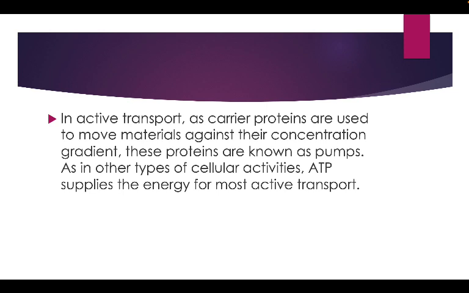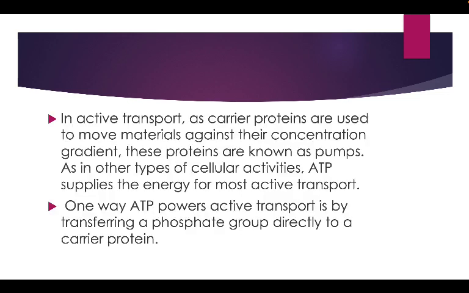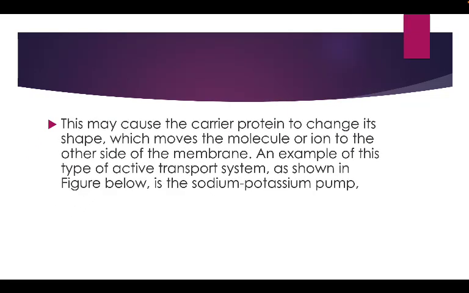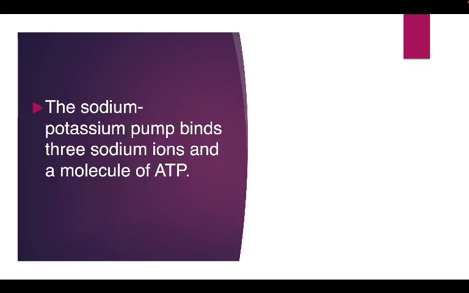As in other types of cellular activities, ATP supplies the energy for most active transport. One way ATP powers active transport is by transferring a phosphate group directly to a carrier protein. This may cause the carrier protein to change its shape, which moves the molecule or ion to the other side of the membrane. An example of this type of active transport system is shown in the figure below, which exchanges sodium ions for potassium ions across the plasma membrane of animal cells.